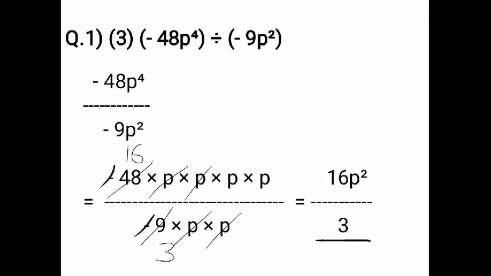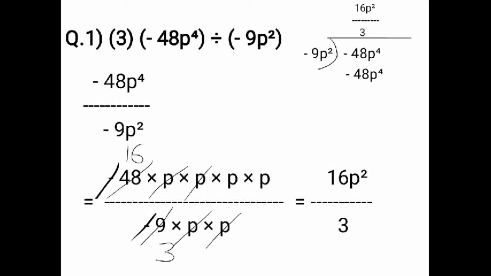The answer which you got here will be the quotient when you divide the polynomials minus 48p raised to 4 divided by minus 9p square. Now divide minus 48p raised to 4 by minus 9p square. This is the quotient, okay, the answer which you got. When you are dividing, you have to write this quotient. Minus 9p square into 16 upon 3 p square is minus 48p raised to 4. Minus into plus is minus.